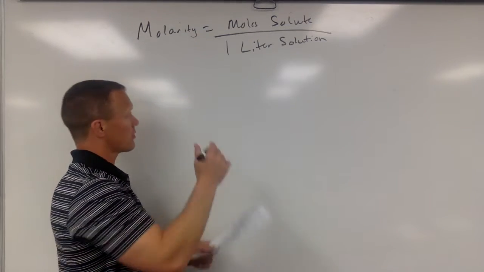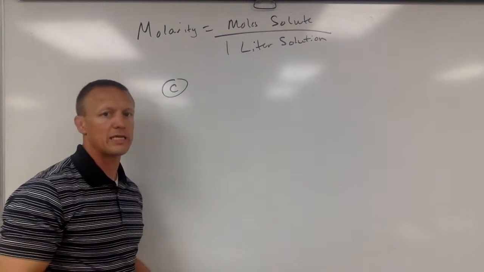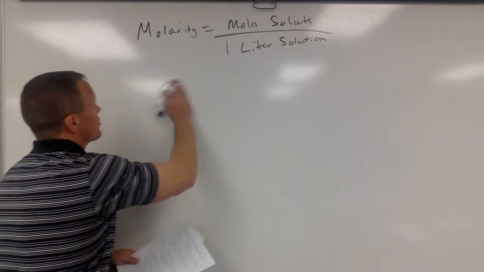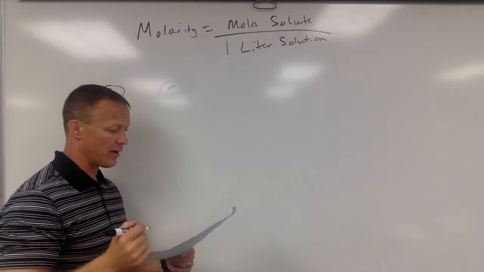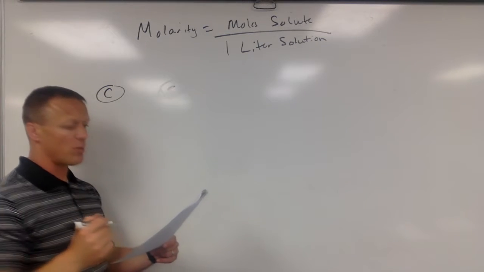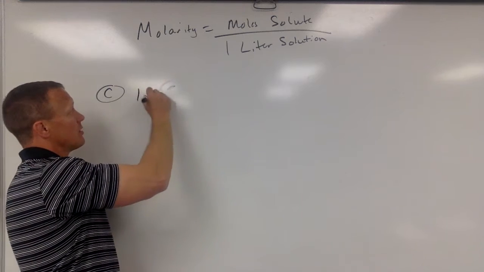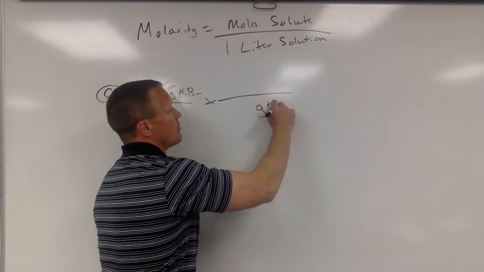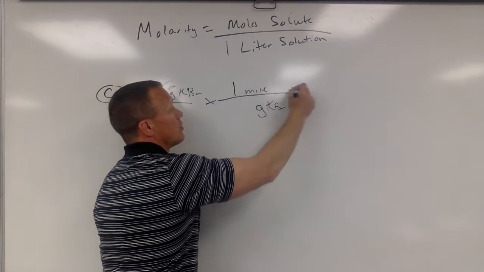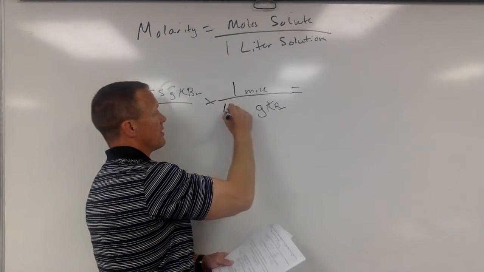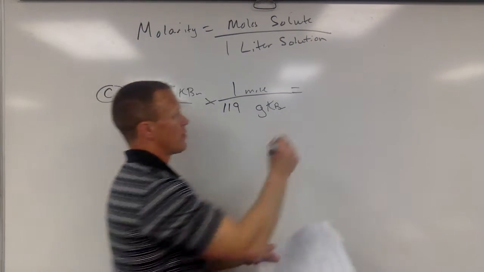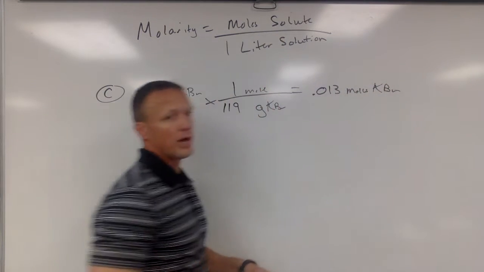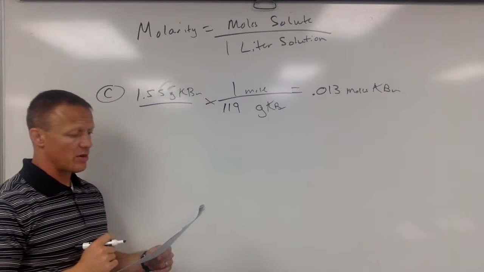So letter C there, again, this is question number 14. It says that you have 1.6 liters of solution and it has 1.55 grams of KBr in it. So take our grams of KBr. We need to know how many grams of KBr are in a mole. For KBr, it's 119 grams. So we have 0.013 moles of potassium bromide. And that is in 1.6 liters.